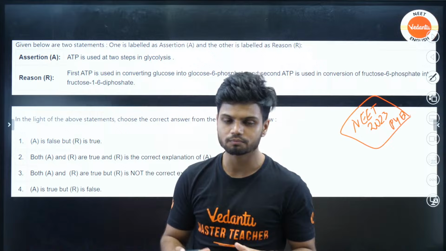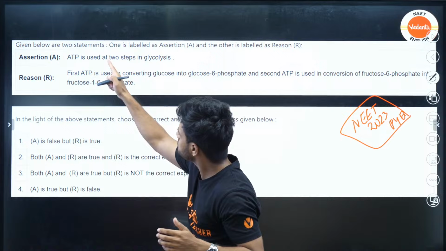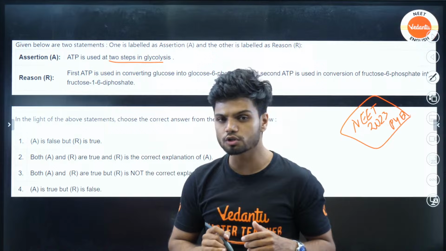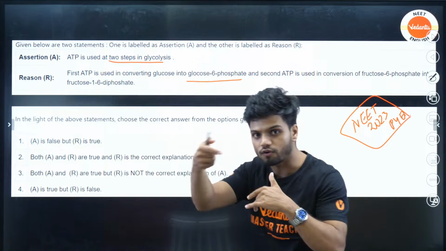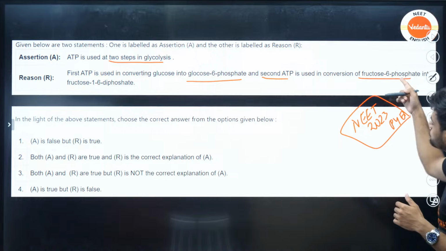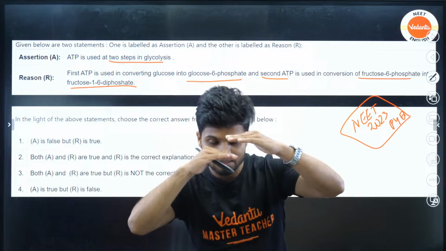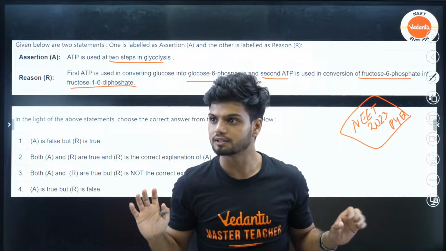What does the question say? ATP is used in two steps of glycolysis. First step and third step. The first step is used to convert glucose to glucose 6-phosphate. At the sixth position, we added a phosphate. And the second ATP is used in converting fructose 6-phosphate to fructose 1,6-bisphosphate. At the first position, we add a phosphate. Yes, sir. So what is the answer?